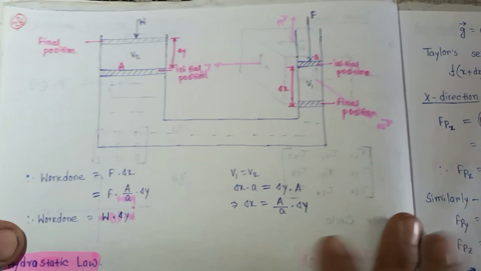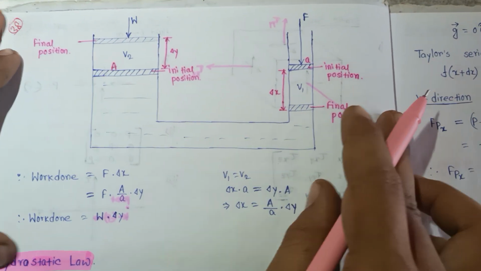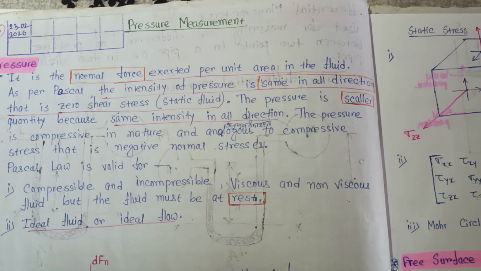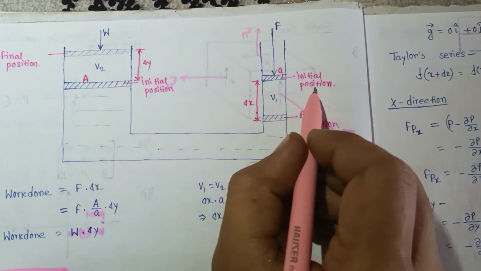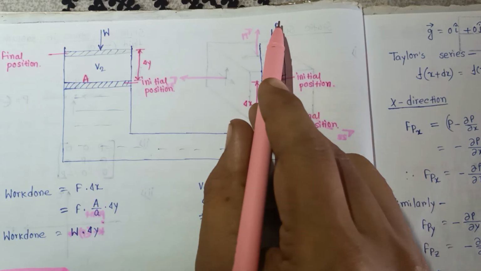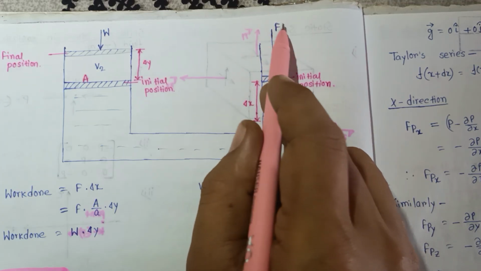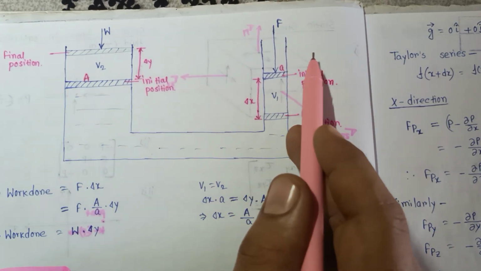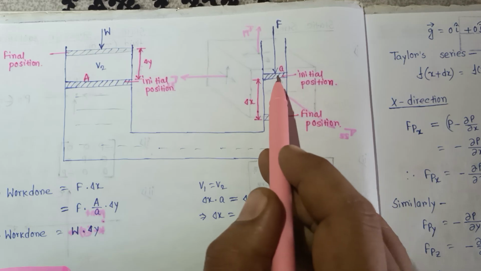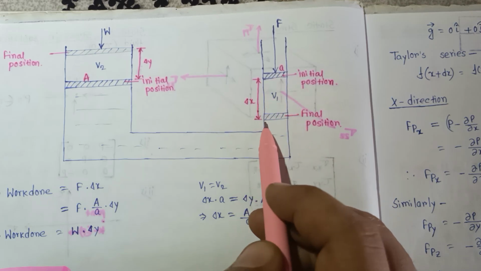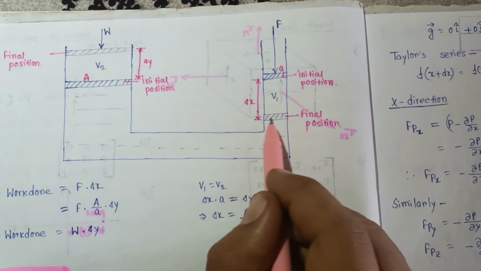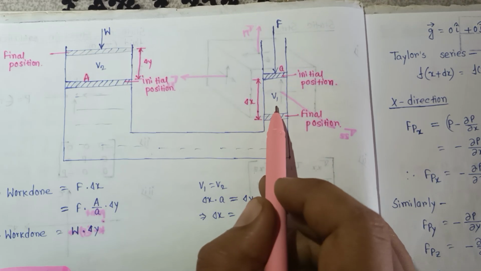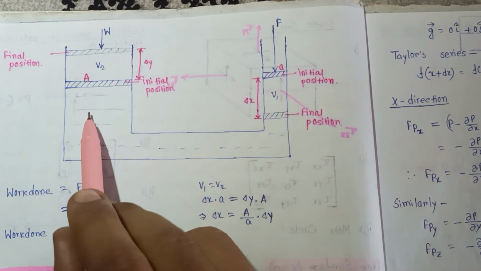Now, this is the initial position of the plunger, with area A1, and the force is unchanged, force is F. Now if the plunger moves delta x in the downward direction, consider this the final position, and the displaced volume is V1. The same volume must appear up here.